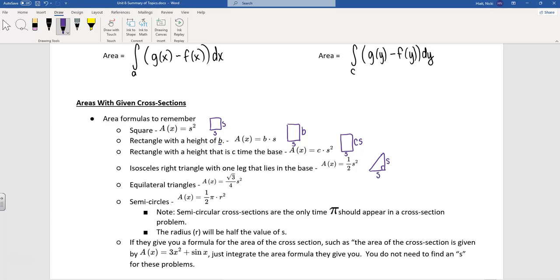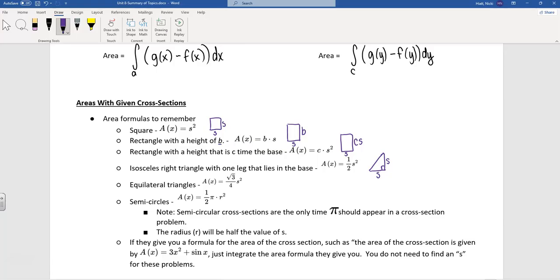Equilateral triangles, I'm not going to go through and show you how to get that one. It's more complicated. You're not going to see it today on the FRQ. I can't promise you won't see it on the actual exam, but it's square root of 3/4 S squared there.